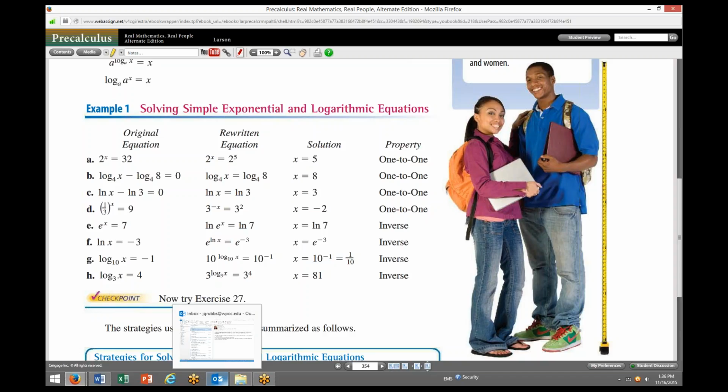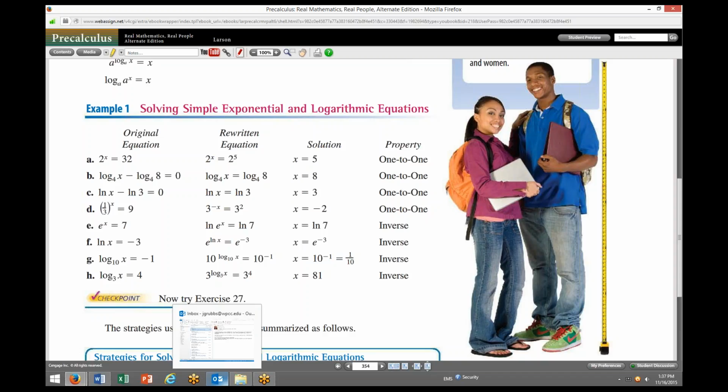Again, this is an application of what the text calls the one-to-one property, but it's honestly as simple as that. And it doesn't matter that the base is 4. If it was log base 17 of x equals log base 17 of 8, well, then you still have x equals 8. The point is that both the bases are the same.